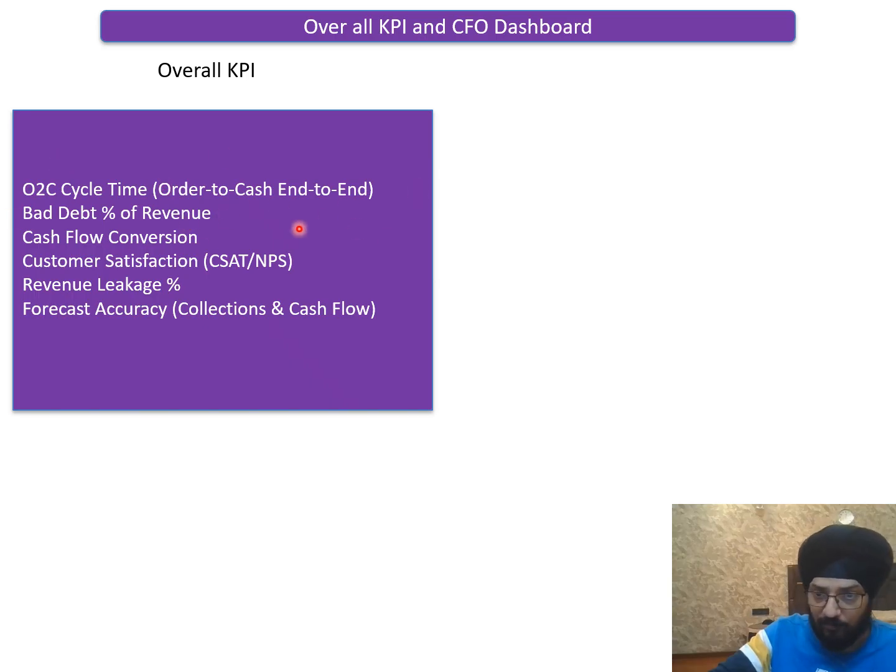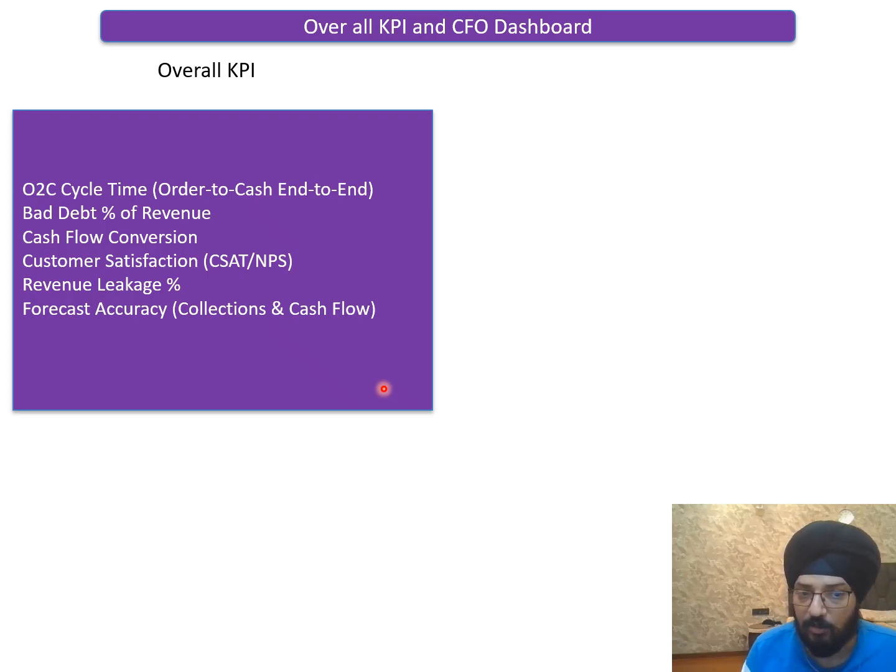Bad debt as a percentage of revenue, cash flow conversion, customer satisfaction, CSAT and NPS, revenue leakage percentage, and forecast accuracy. So these are the six parameters which a controller for a process should look into to ensure that his process is working fine.